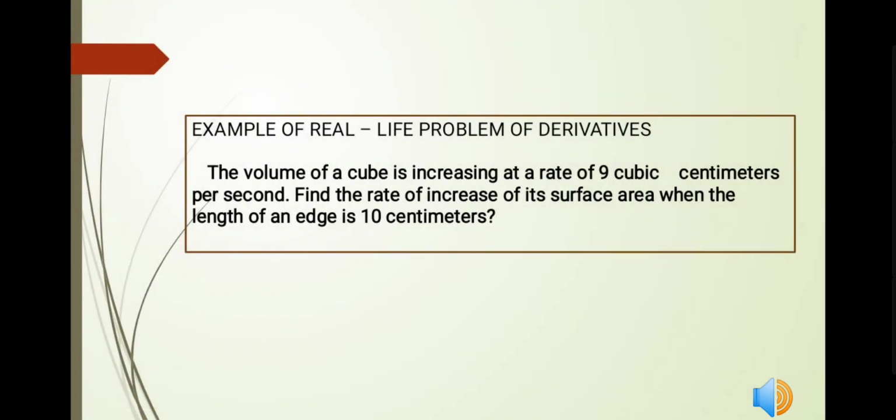So, to further understand how to apply derivative as rate of change in real-life problems, let us solve one example. The problem is: the volume of a cube is increasing at a rate of 9 cubic centimeters per second. Find the rate of increase of its surface area when the length of an edge is 10 centimeters.